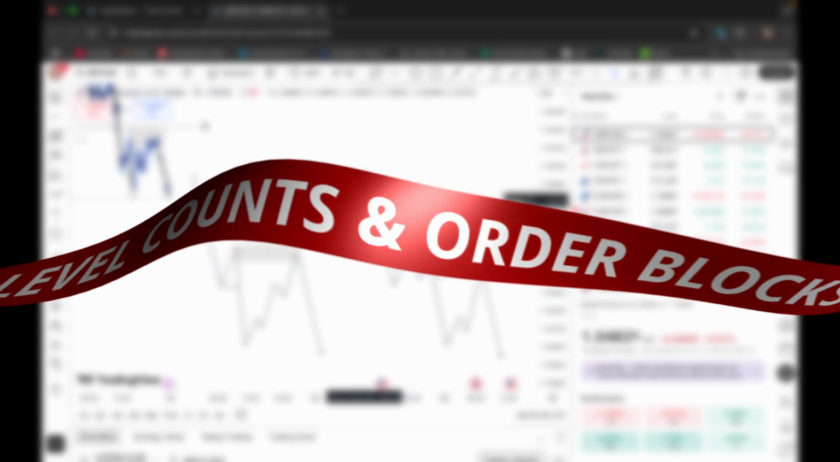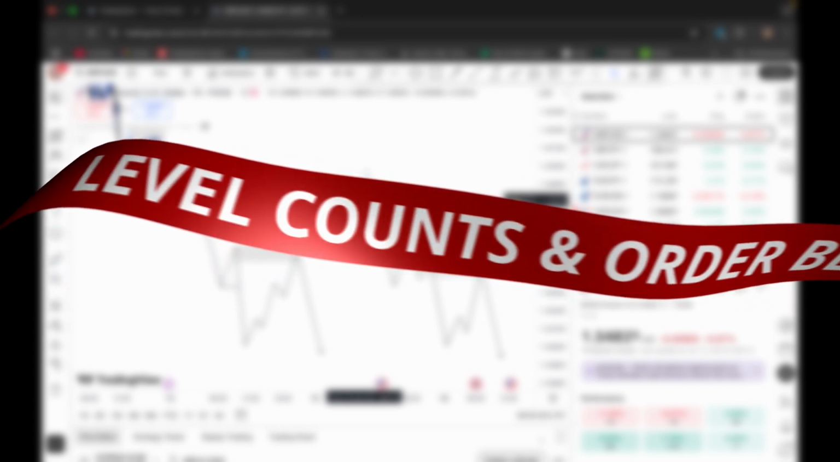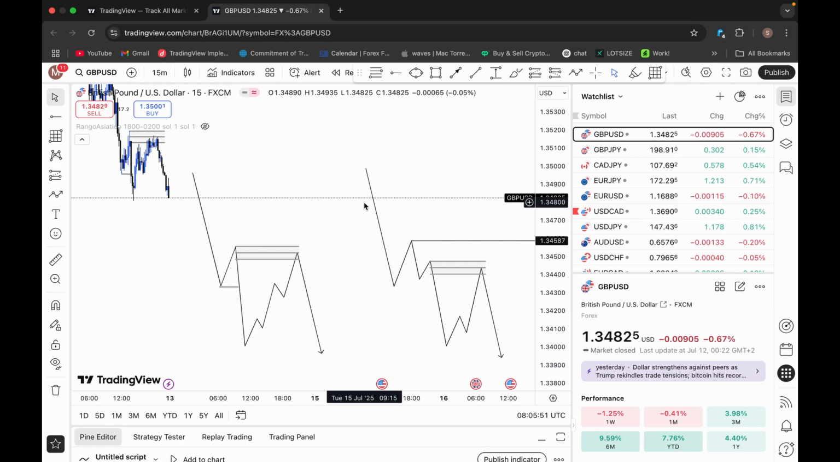In today's video, we're going to be talking about level counts and order blocks. We're going to be looking at two scenarios on how you can actually annotate and demarcate your levels in order to execute good trades with good risk to reward.